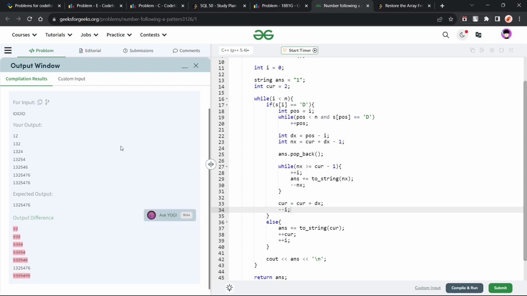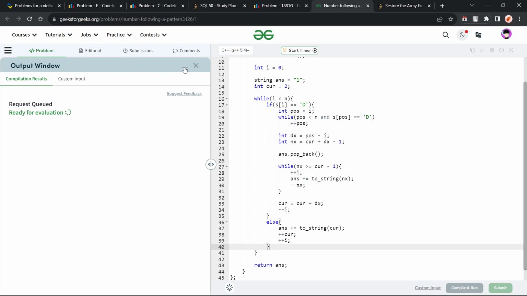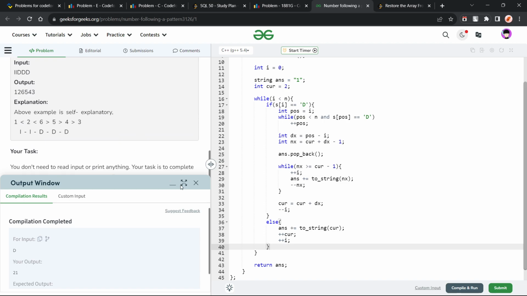Yep, so I got the issue. I was increasing this I one time extra here, and I don't know why it was working for other test cases. Let me just quickly check on them. So this works fine again.